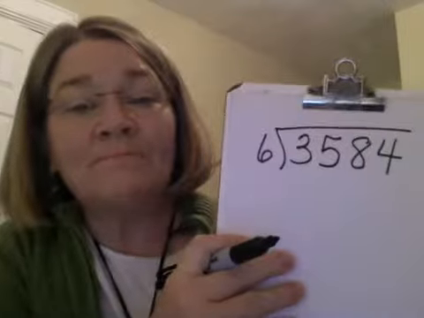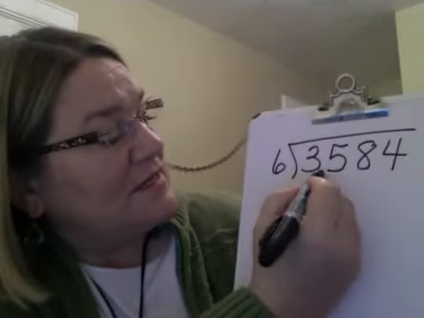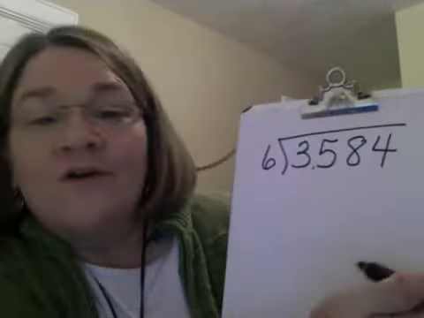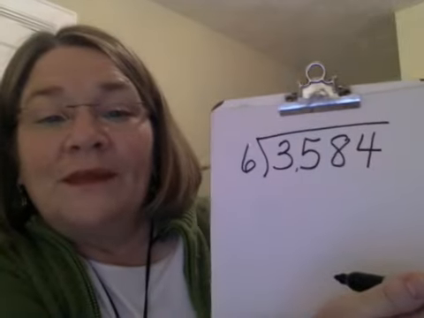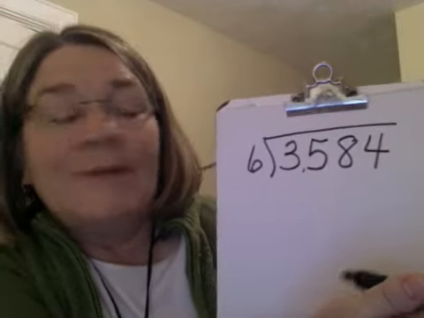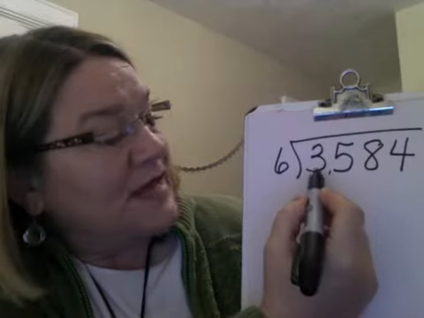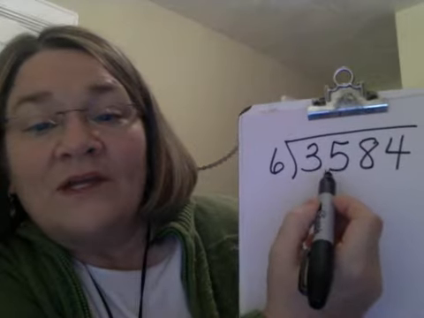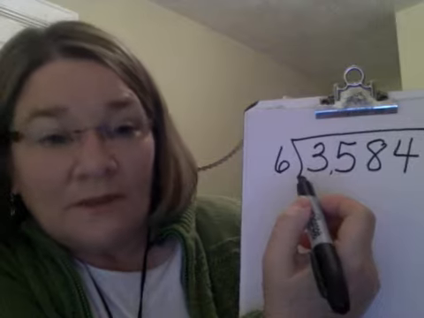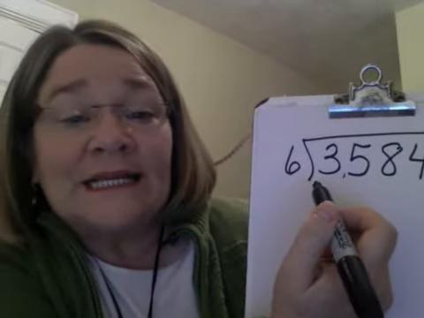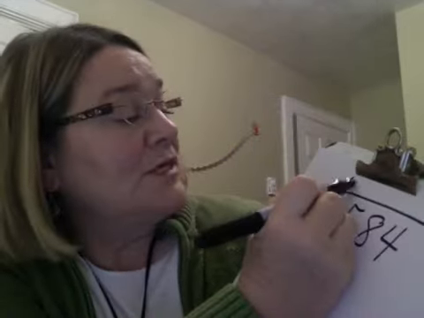Hello. Today we are going to work on a division problem. Our problem is 3,584 divided by 6. We can see by looking at this problem that in the thousands column we do not have enough to be able to divide 6 in evenly, so we would need to put a 0.